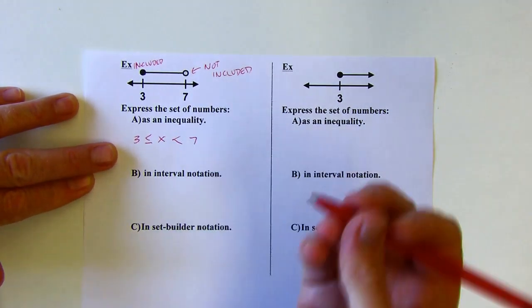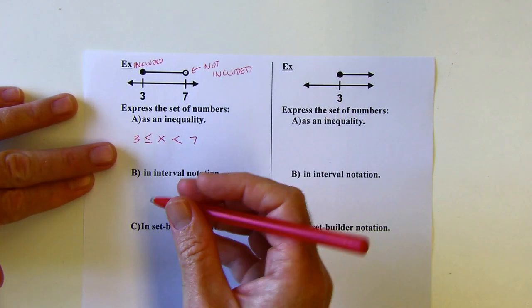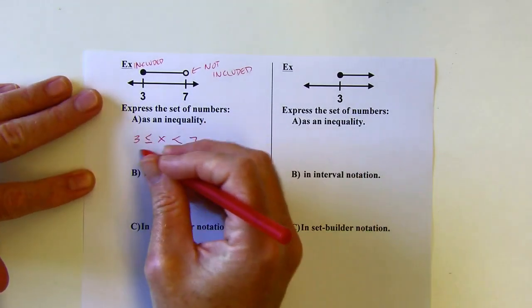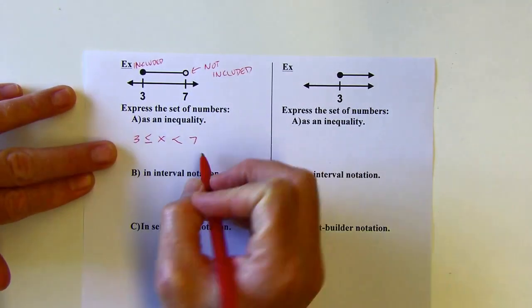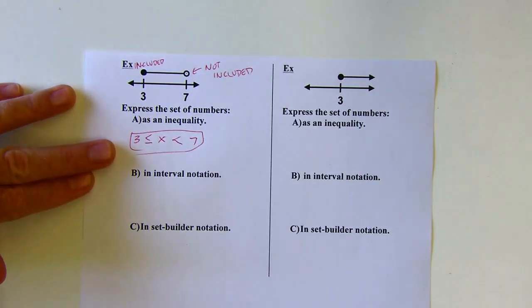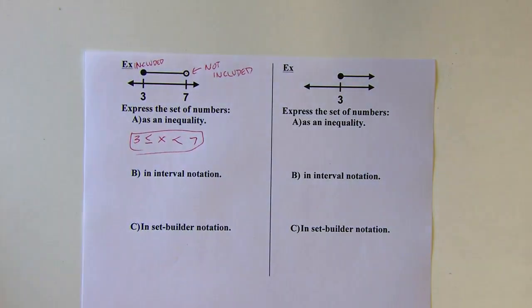So this is a compound inequality. You could write it as two different inequalities with a comma, but I like to just put them together like that. So it's everything from 3 to 7, 3 included, 7 not included. This means the same thing as the graph above, okay?